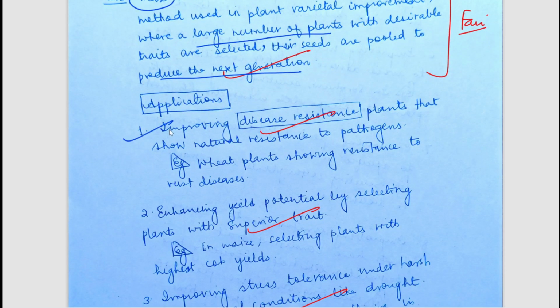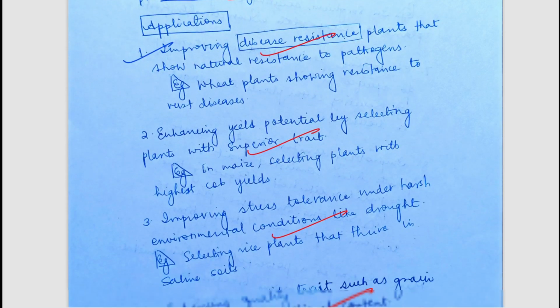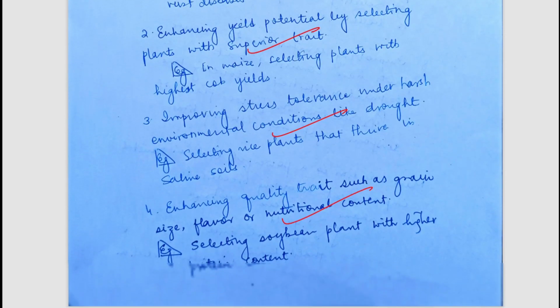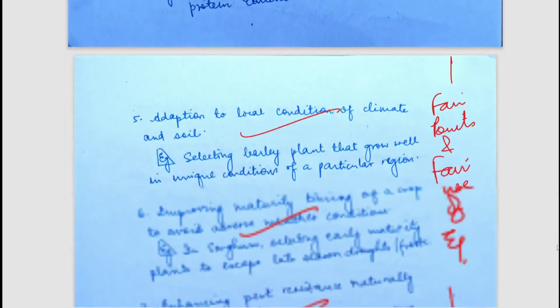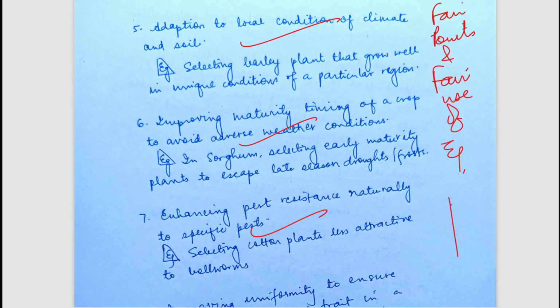Obviously, it can be used in disease resistance. It can be used in enhancing yield potential by selecting plants with superior traits. It can be used in improving stress tolerance. It can be used in enhancing quality traits, that could be flavor, grain size, nutritional content. It enhances the adaptation, especially to different weather climates. It improves maturity timing. Okay, it enhances pest resistance.